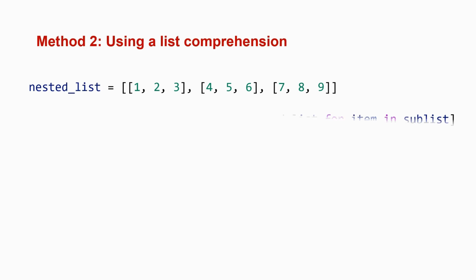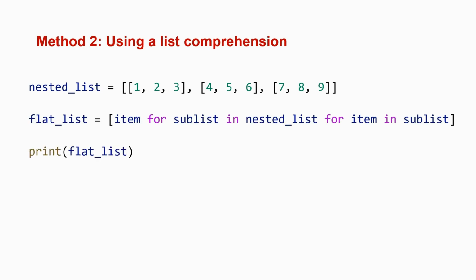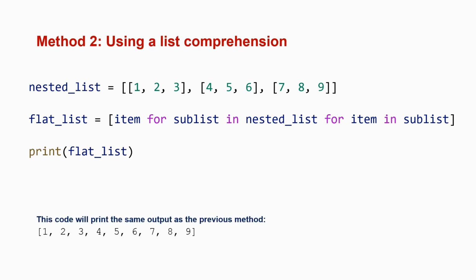The second method we will use is a list comprehension. This method is more concise than using a nested loop, and it is also more efficient. Here is an example of how to flatten a list of lists using a list comprehension. This code will print the same output as the previous method.